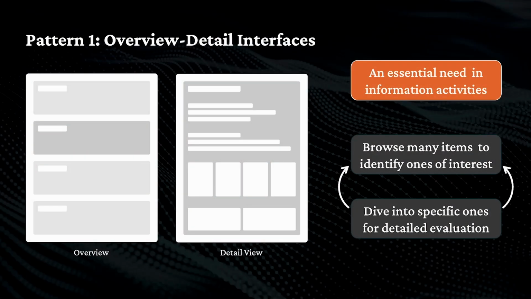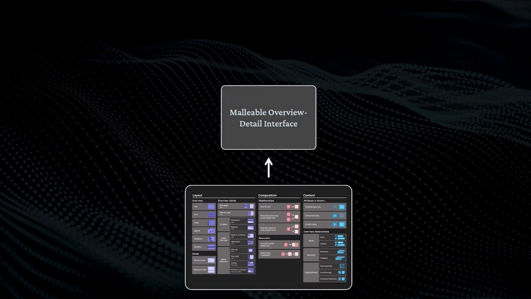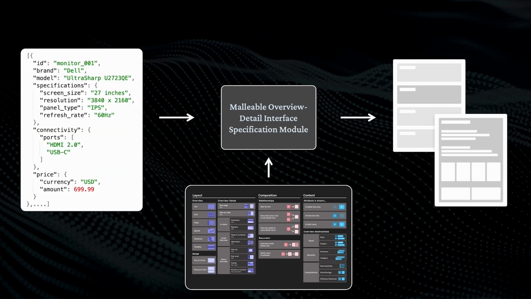The overview detail interface is a ubiquitous pattern because it supports one essential need: iteratively browsing many items to identify the ones that we're interested in, and then diving into specific ones for more details. So in this work, we identify the key dimensions of overview detail interfaces, and by supporting end users to manipulate the interface along these dimensions, we can achieve a malleable overview detail interface. What we are working on right now is, based on these dimensions, turning that into a specification module, which is pretty straightforward, right?